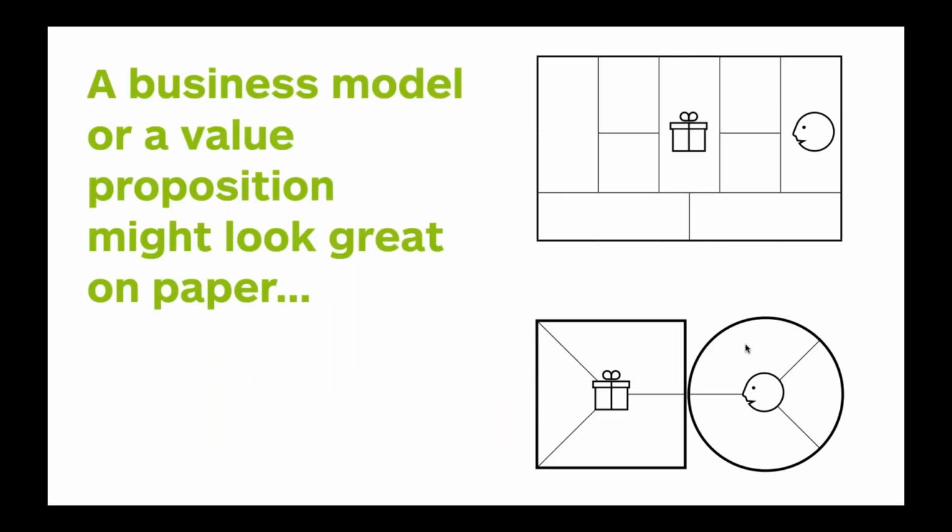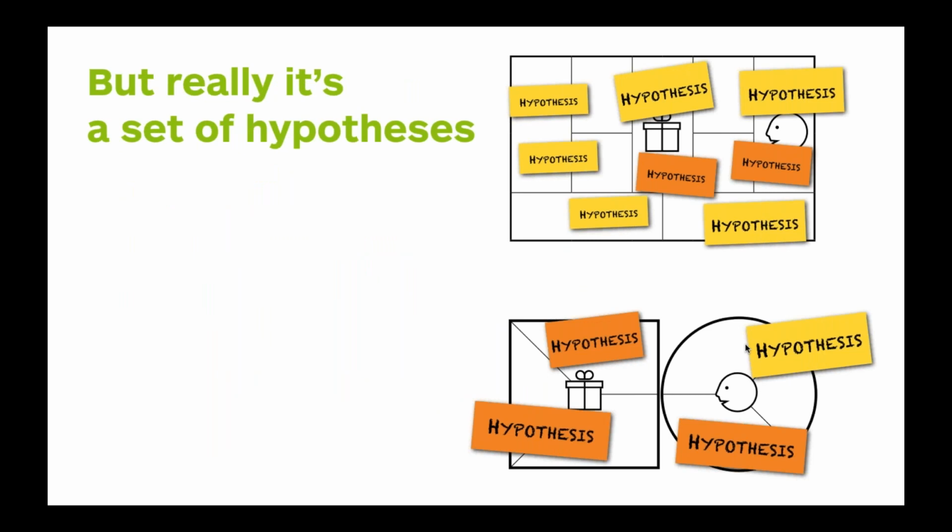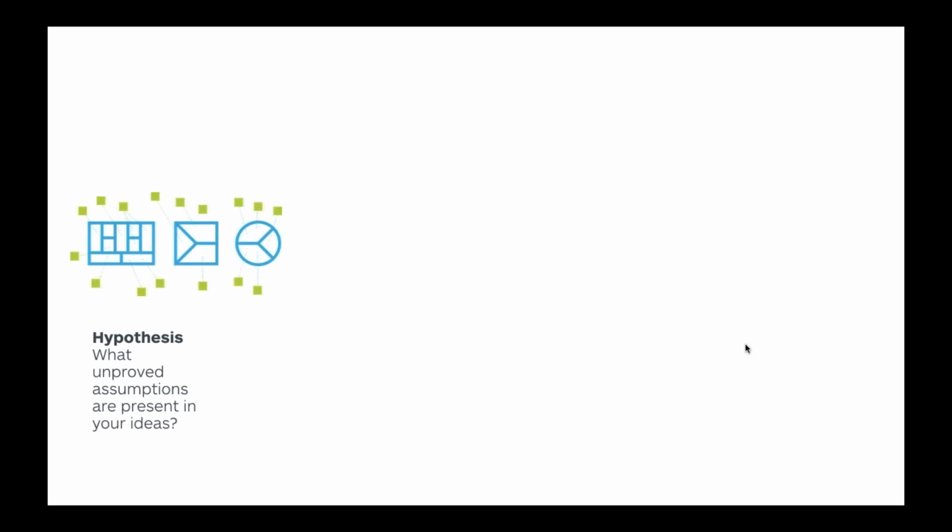So let's zoom into the testing suite. Any business model or value proposition might look great on paper, but at the end of the day, it's really just a set of hypotheses. So what does that mean? We need to pull out the hypotheses. What unproved assumptions are present in our ideas? Any new idea is based on some sort of assumption. We want to pull those out, extract them from the business model canvas and value proposition canvas.